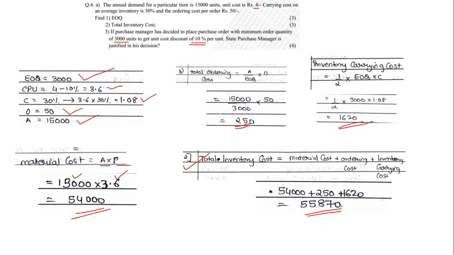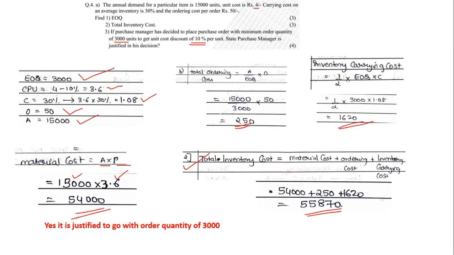Using the previous answer, the total inventory cost based on the EOQ that we had found, we got more than 61,000. But if the purchase manager takes 3000 units as the EOQ, the total cost is reduced to 55,870. So is it a justified decision? My final answer will be yes, it is justified to go with the order quantity of 3000 by the purchase manager.